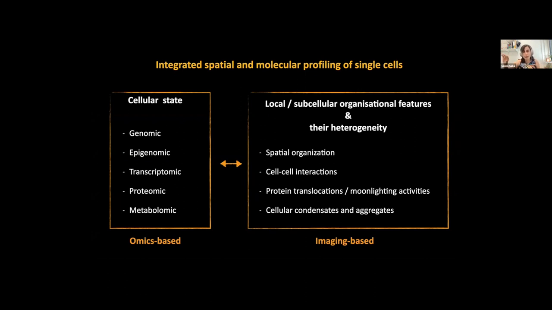Of course, this first domain, things like spatial organization, cell-cell interactions, even protein translocations or moonlighting activities, as well as other concepts like cellular condensates or aggregates, are mostly observable by imaging-based methods, whereas this deep cellular state profiling, omics type of technologies, including genomics, epigenomics, transcriptomics, etc., has been the way to go. But there is a bit of a discrepancy between these, mostly because earlier waves of omics technologies have been really dissociative and the spatial context was lost. And with this new wave of spatial omics, things are coming back together a little bit. And we are really interested in connecting these domains also across scales.